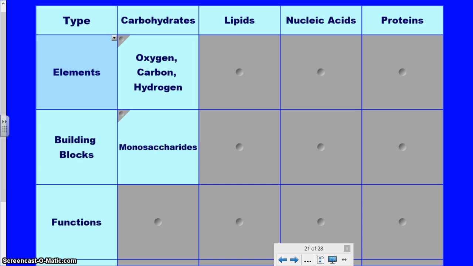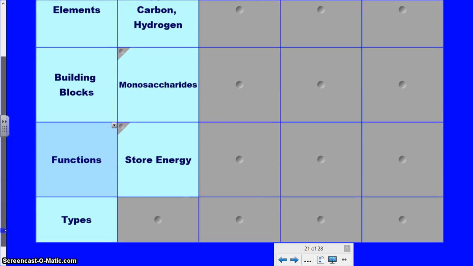And their function within your body is to store energy. Okay? That's their main one. They store energy. They can be converted into fat, so more of a long-term storage of energy, but that is their main function. Their types, as I said before, we've got glucose. Glucose is a monosaccharide, and starch would be an example of a polysaccharide. So make sure you get all of that filled in. Give you a second here before we move on to the next one.